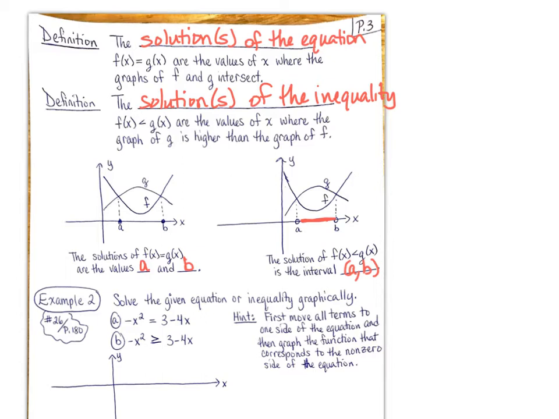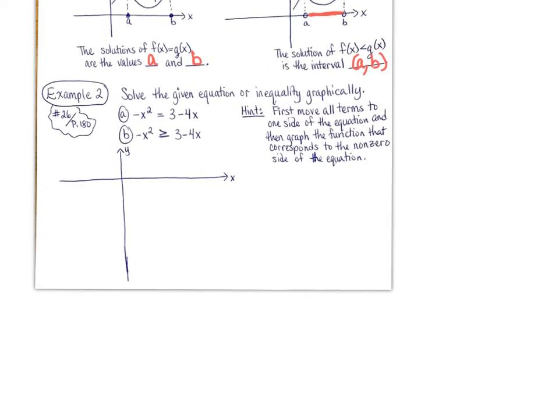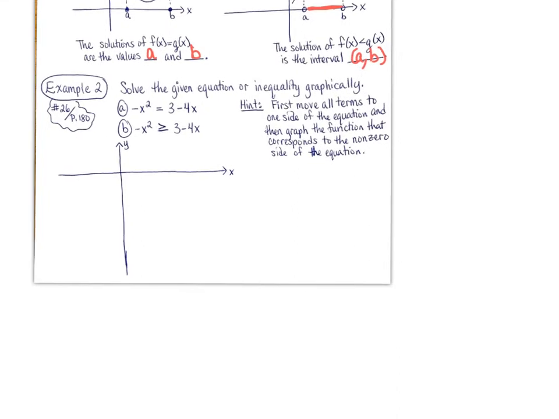Okay? So now what we're going to do is go through example 2. In example 2, we're actually going to solve the given equation or inequality graphically, and you'll see problems like this in your homework set. I gave you the equation negative x squared equals 3 minus 4x, and in B, the inequality negative x squared is greater than or equal to 3 minus 4x. A hint here is to first move all the terms to one side of the equation and then graph the function that will correspond to the non-zero side of the equation. That's one thing you can do.